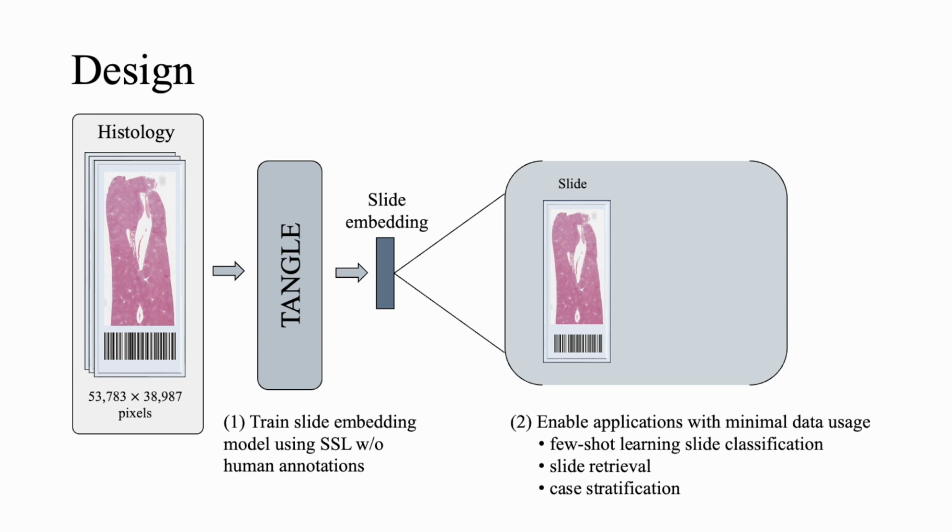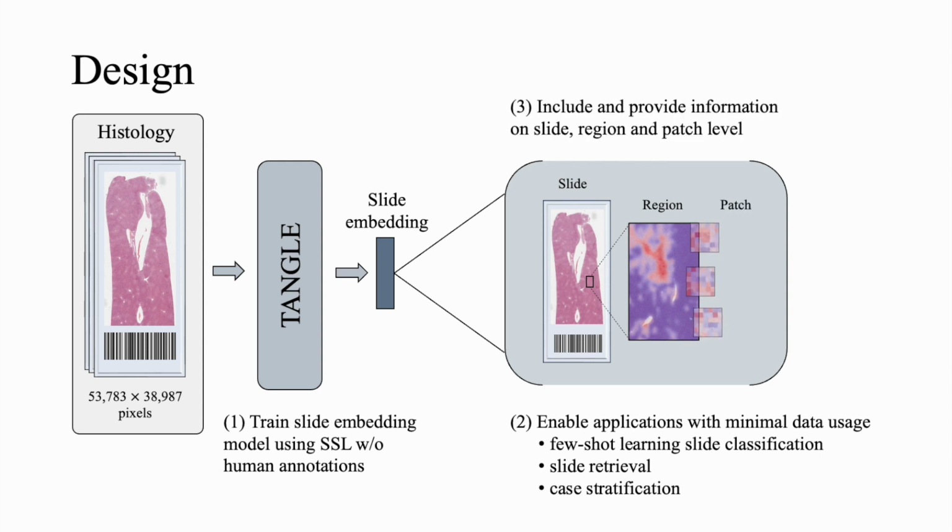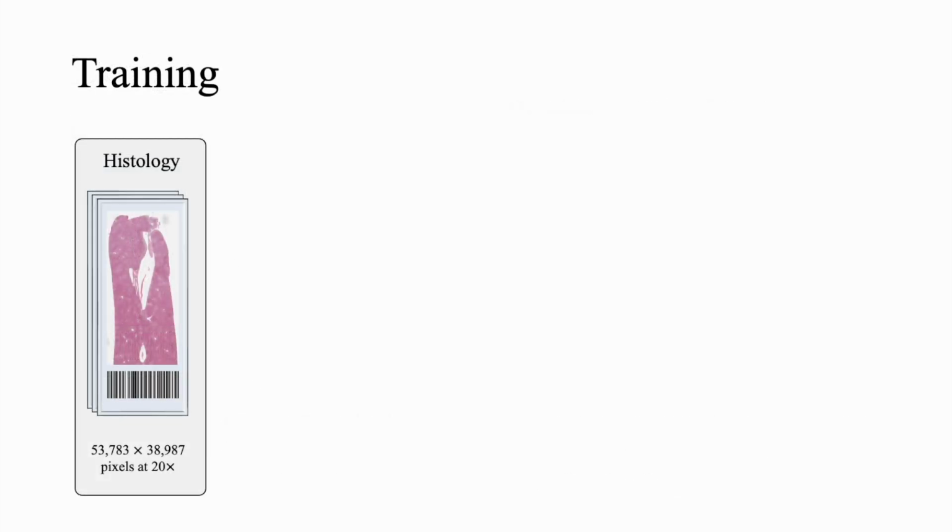Exactly, and as I said, as we are processing in a hierarchical kind of way, we don't want to lose information on the way. So in this slide embedding, we want to include information from the region as well as from the patch levels. And these patches are in our case 224 times 224 pixels. So let me give you a better view of what's going on during the training process of TANGLE. Let's start from the histology slides.